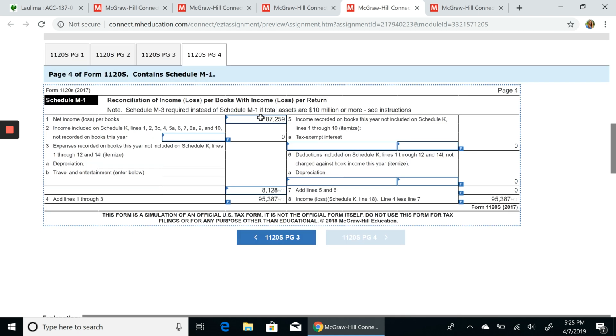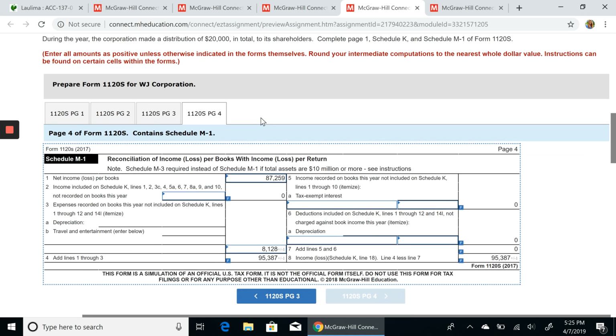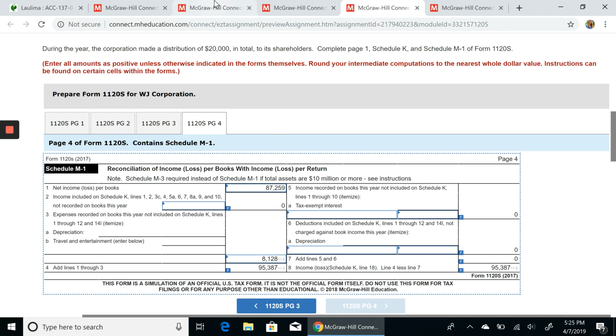And that's all, pages 1 through 4. So this is not too long of a problem. I'm going to end this video here, and there'll be another video for the corporate.